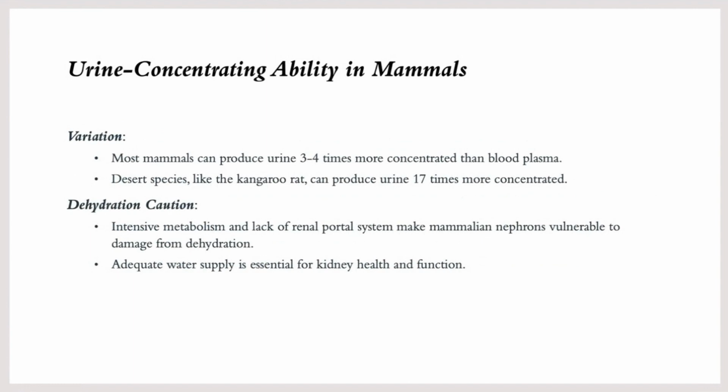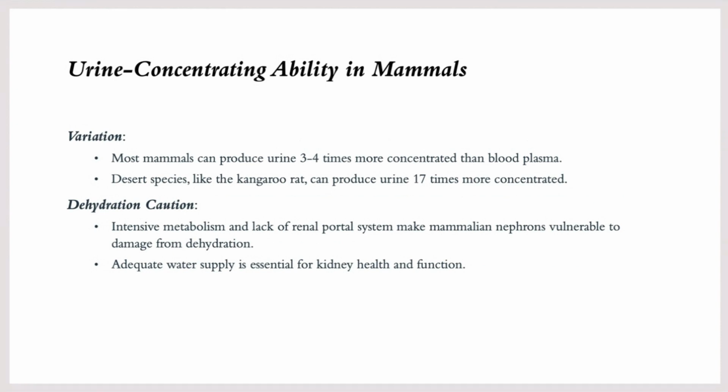Okay, so the urine concentration ability in mammals. Most mammals are able to produce urine 3 to 4 times more concentrated than our blood plasma. The desert species, so animals which live in the desert like kangaroo rats, are able to produce urine 17 times more concentrated. Why would they need to produce concentrated urine? Well, this is because they are trying to avoid dehydration. They're trying to make sure that they're only removing water that they may not need, whilst at the same time trying to keep the water balance within their bodies constant to avoid dehydration.